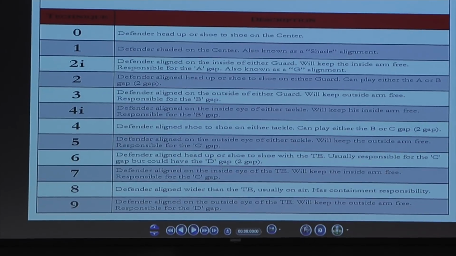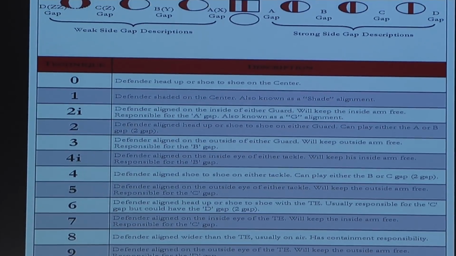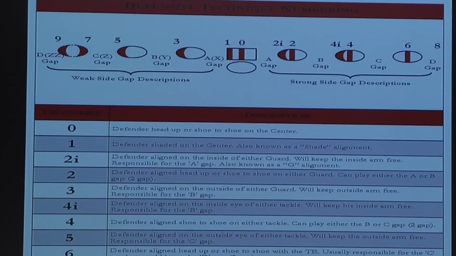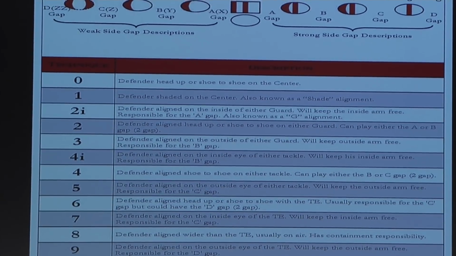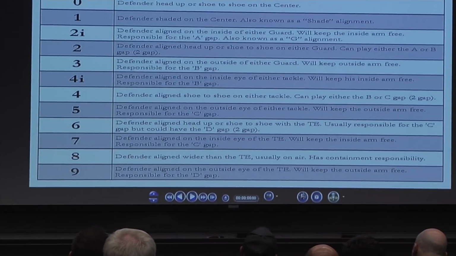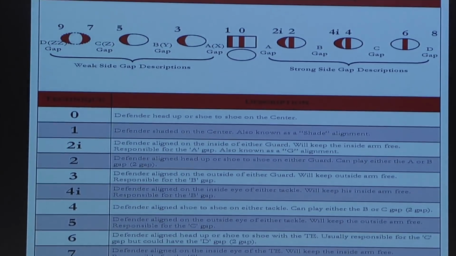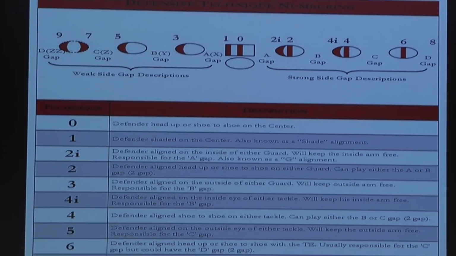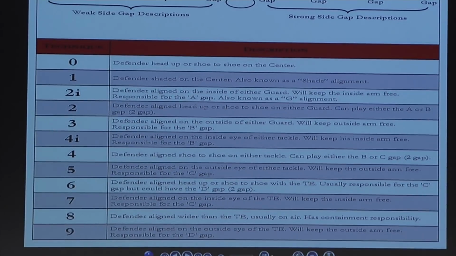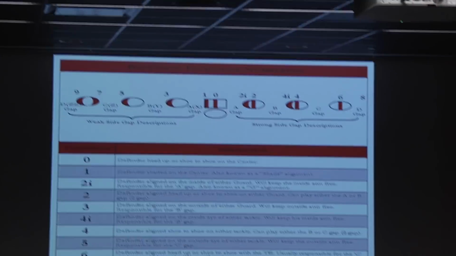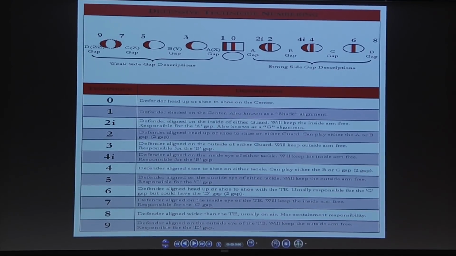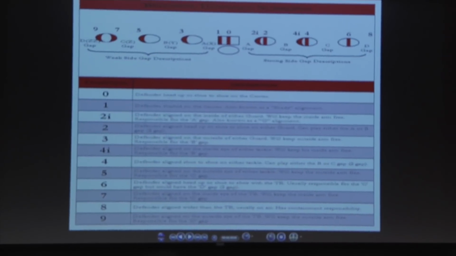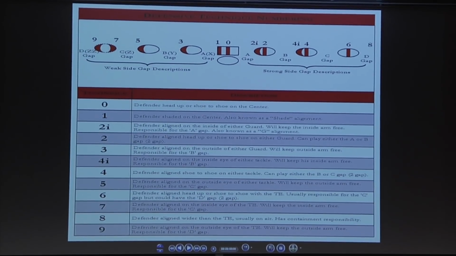If you're considered a 2-eye, we see a lot of 2-eyes. A 2-eye is nothing more than the inside eye of that guard, of the offensive guard. We all know, if you're on the offensive side of the ball, center, guard, tackle, obviously your ends. But a 2-eye, he's aligned on the inside of either the guard. We'll keep him inside. His responsibility essentially is to keep the inside arm free. He's responsible for the A gap. Everything you talk about in defense, there's gaps.